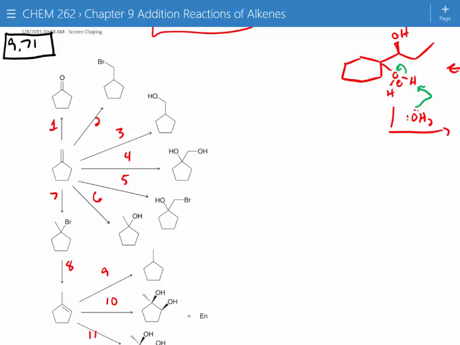So let's look at reaction 1 first. We're going from an alkene to a ketone. It's ozonolysis, right? It's kind of the odd duck in the chapter because it's not a typical addition reaction. But if we look at problem 1, it's going to be first ozone, and then second we're going to have like zinc and water.